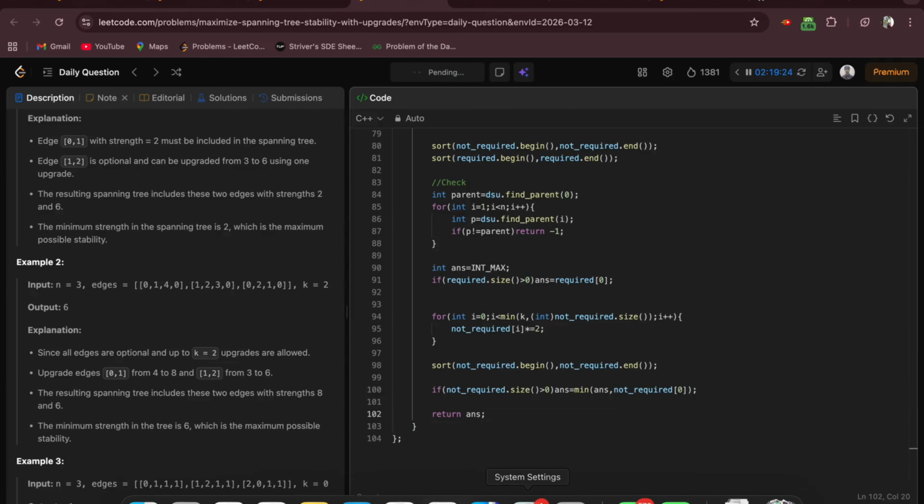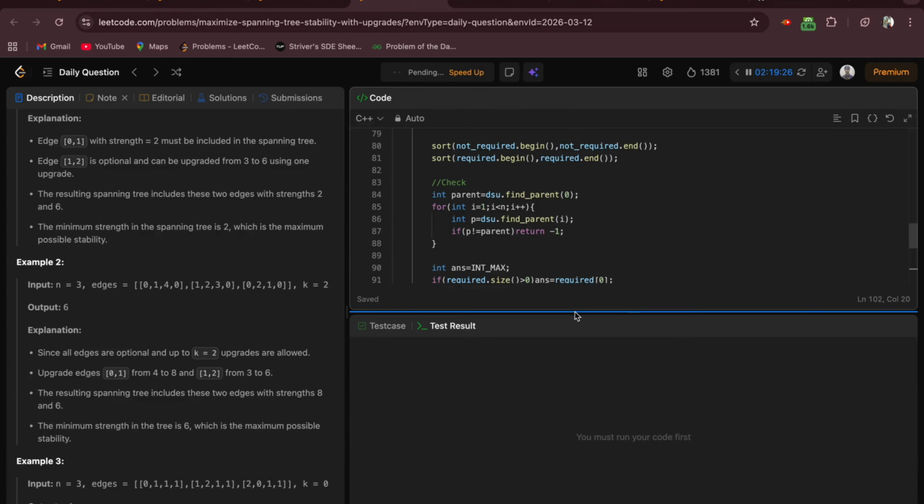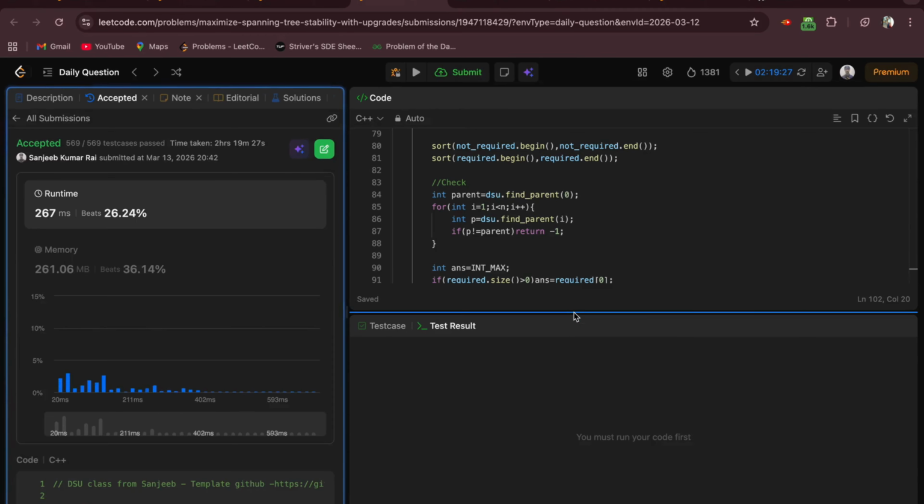So that was it. The implementation was not very hard, but yeah, it has a good problem concept.